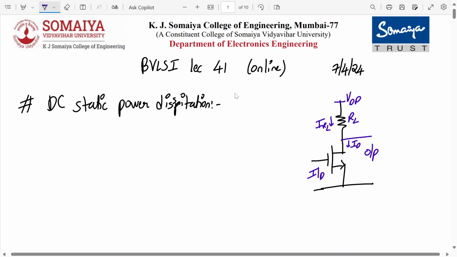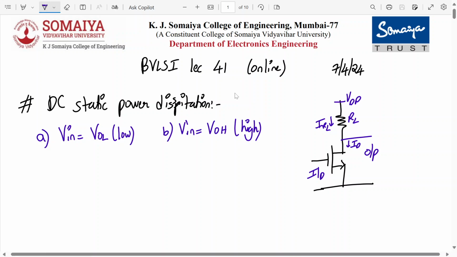So there are two cases to consider for finding the DC static power dissipation. For the first case, input is low. Input is low means VOL, very low. In the second case, input is high, this much high, VOH maximum. So let's start with case number 1, case A, when input is VOL or low value, very small.